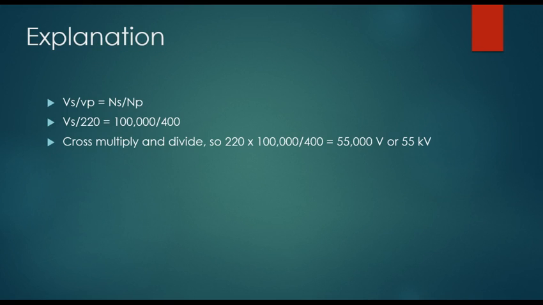Okay, and here's how I came up with that. Vs over Vp is equal to Ns over Np, and if I just plug in the numbers that I was given, cross multiply and divide, the answer is 55,000, which is the same thing as 55 kV. Pretty straightforward if you remember the formulas correctly.